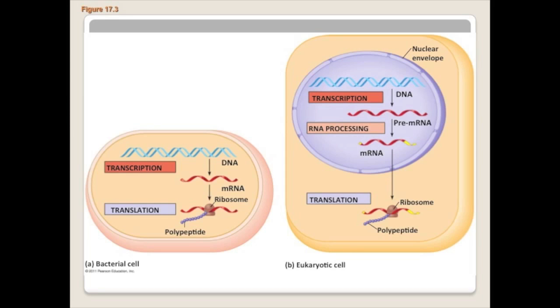Information flow in the bacterial cell, which is a prokaryotic cell, is not restricted by a nuclear envelope. Therefore, there can be simultaneous transcription and translation in the cytoplasm. In the eukaryotic cell, transcription occurs in the nucleus, while translation occurs in the cytoplasm. Also, in the eukaryotic cell, there is a pre-messenger RNA or a primary transcript that is synthesized first. It must then be processed.